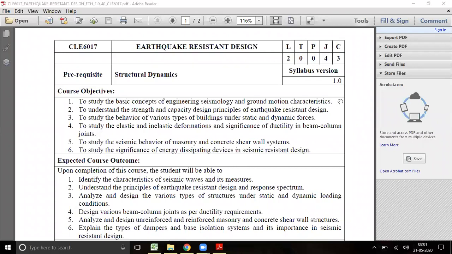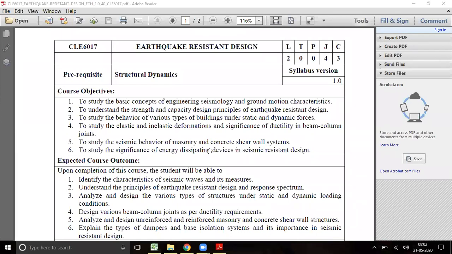So we have earthquake resistant design. Am I audible? Yes, sir. So the prerequisite for this course is structural dynamics, which can be seen in the syllabus. There are 2 lecture hours, and there is no tutorial or practical, I mean, laboratory components are not there. But apart from that, we have a J component. So the total credit for this course is three, so that you are aware of it.